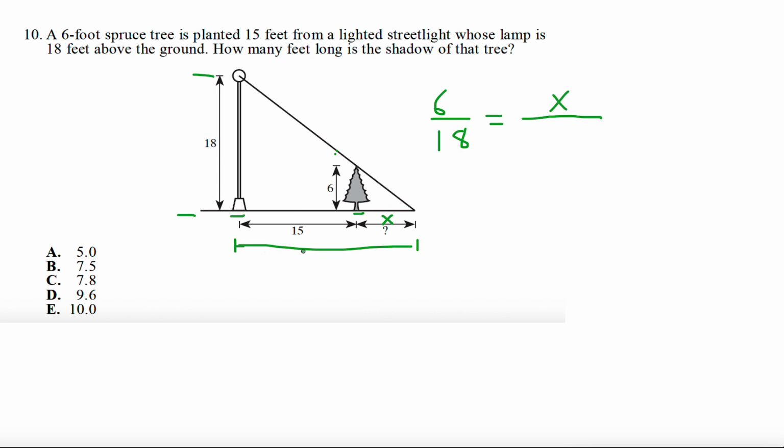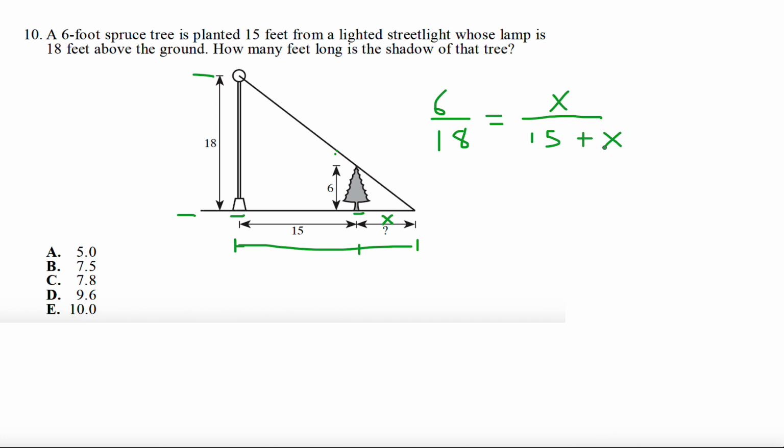We see a 15, part of it is 15. So from the street lamp to the spruce tree, that's 15 feet, and then an additional x, which we still don't know, that the spruce tree casts. So it'll be 15 plus x.